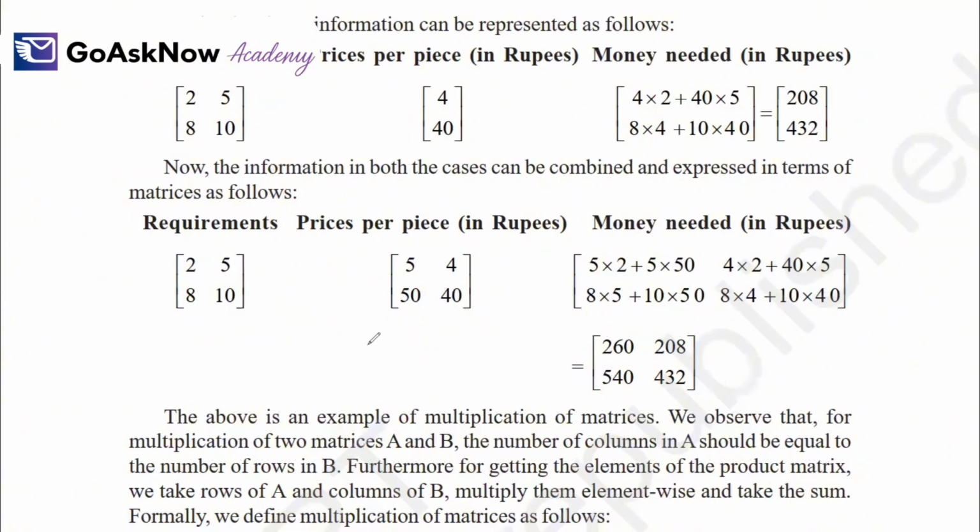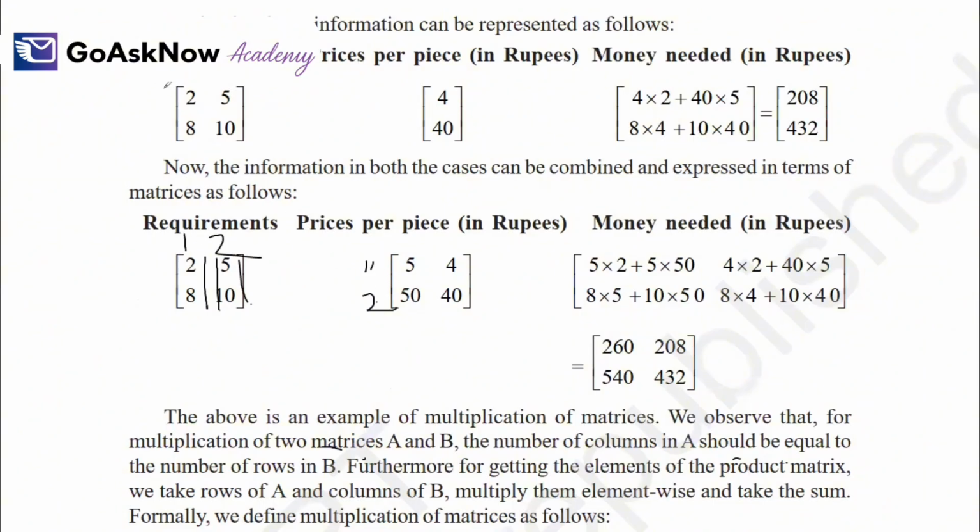Okay. We observe that for multiplication of two matrices A and B, the number of columns in A should be equal to the number of rows in B. So that is very obvious. If you clearly see here, the number of columns in A, here two are the columns. So this should be equal to the number of rows in B. That is 1, 2. So this 1, 2 should be equal to 1, 2.